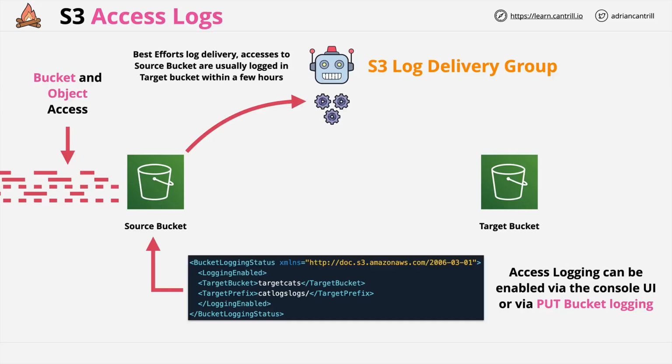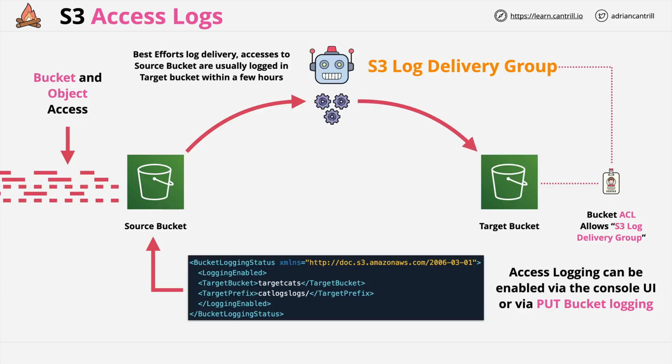To use this feature, you also need to give the log delivery group access to the target bucket, and this is done using an ACL on the target bucket. You add the S3 log delivery group, giving it write access, and this is how it can deliver the logs through to the target bucket.